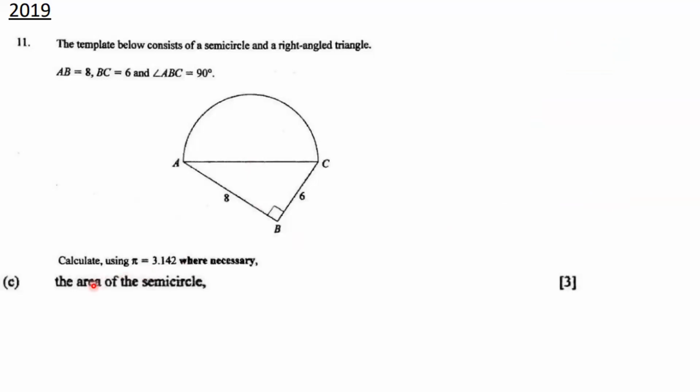Okay, so now we want the area of the semicircle. The formula for the area of a semicircle is pi r squared divided by 2. Now, what is the radius? Well, we just found out what AC was. AC is the diameter of the semicircle, and AC is 10 units. So half of 10 is going to be the radius. Remember, the radius is half of the diameter, so the radius is 10 divided by 2, which is 5.